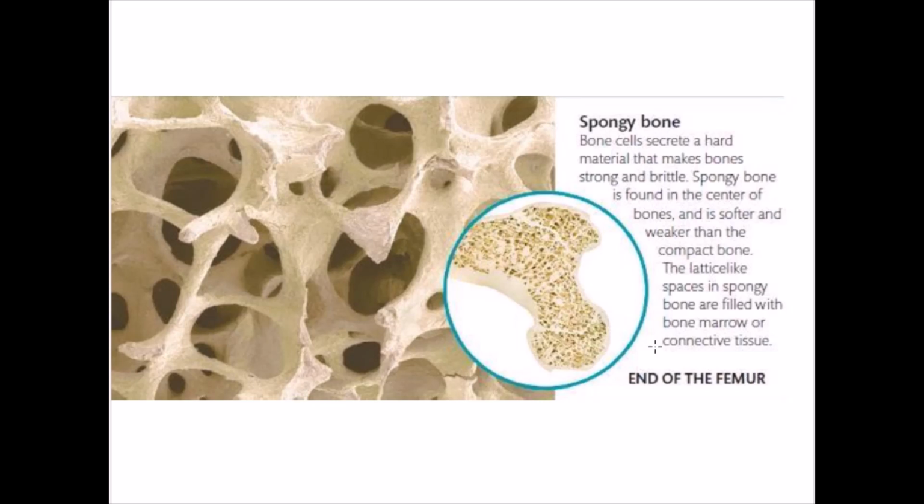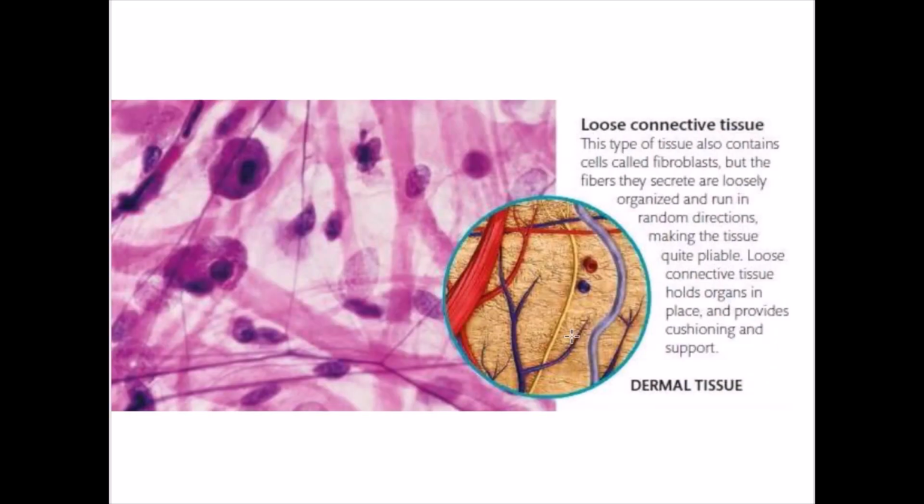Spongy bone, I'm sure you have seen this somehow on bones. So these bone cells secrete a hard material that makes bones strong, yet they are also brittle, they can break. So spongy bone is found in the center of the bones and is softer and of course weaker than the compact bone that is outside. And the lattice-like spaces in spongy bones are filled with bone marrow and can also contain connective tissue. And we can see that in this femur bone here, we have the spongy bone tissue.